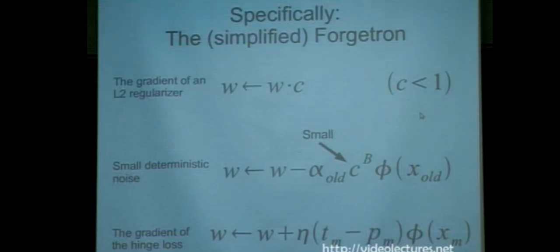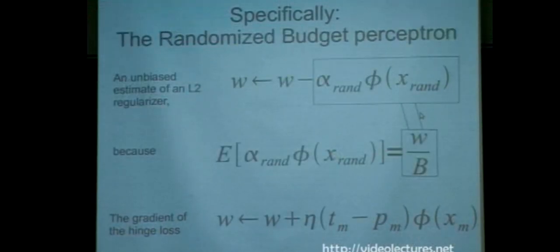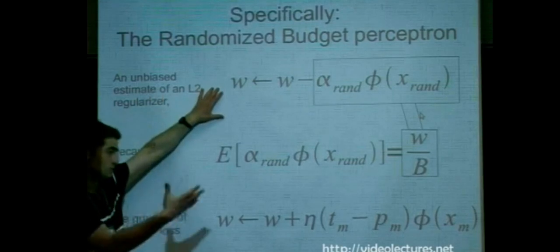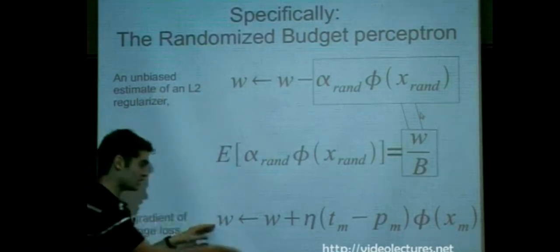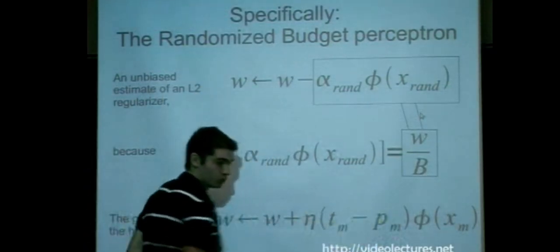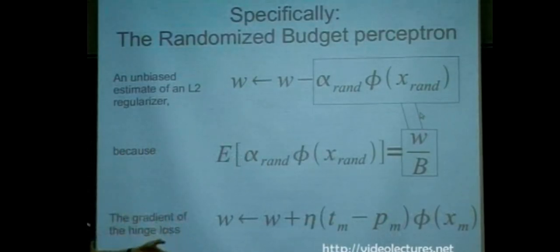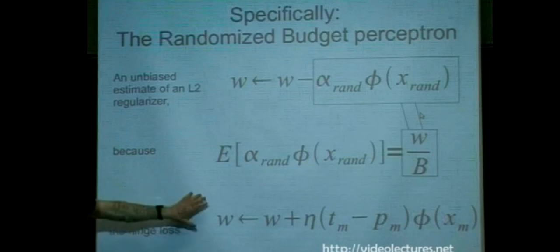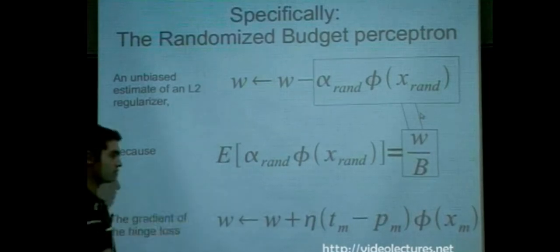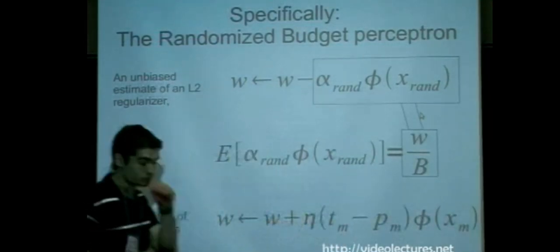Now let's go to the randomized budget perceptron. In the randomized budget perceptron, we also have two updates. The first update is to remove a support vector from the support set at random, and the second update is incorporating the new point. The new point is incorporated via the gradient of the hinge loss, so that's easy. It's exactly like before. If you take the hinge loss on the point at which you make a mistake and differentiate it, you will get this kind of gradient.